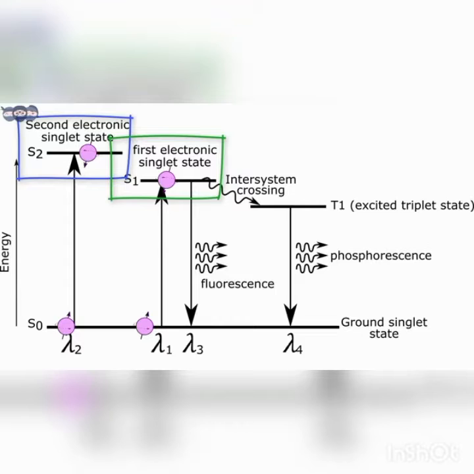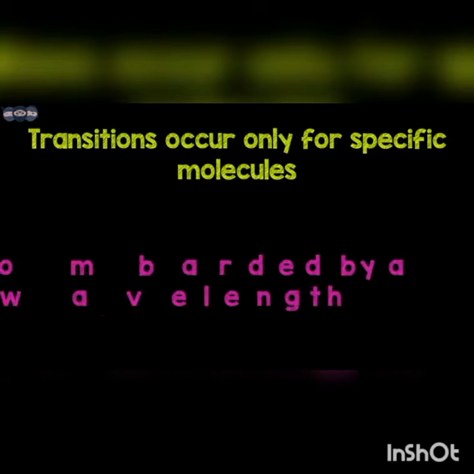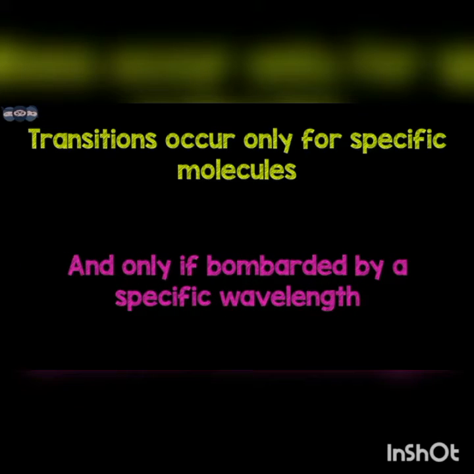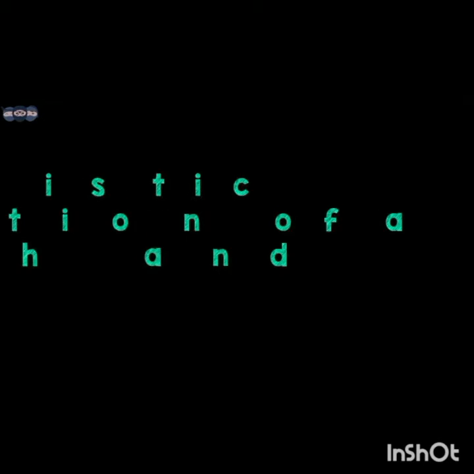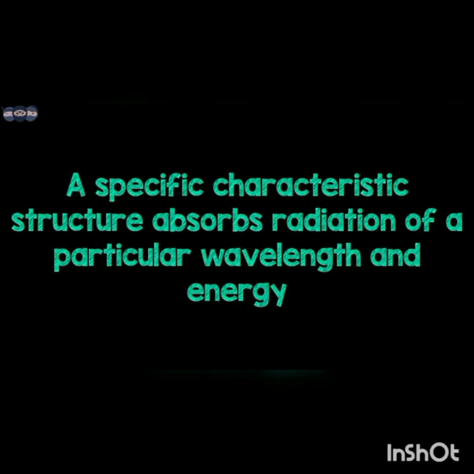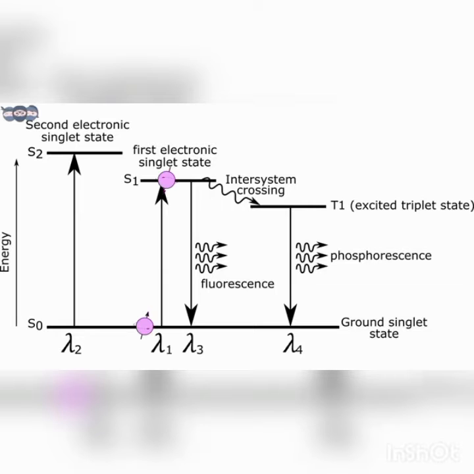It should be noted that electronic transition occurs only in specific molecules and only when bombarded by a specific wavelength of EMR. This is because only radiation of specific wavelength and energy matches the characteristic structure. As seen in the diagram, lambda 1 refers to the wavelength of the light absorbed by the molecule. The transition goes to the first electronic singlet state.